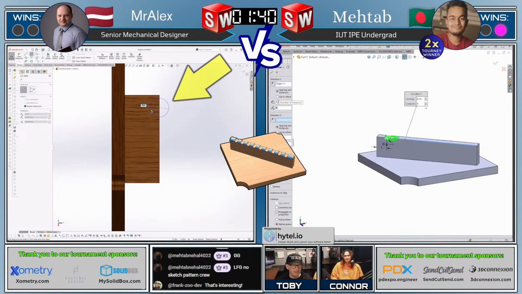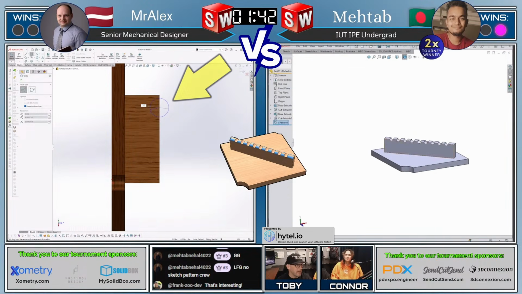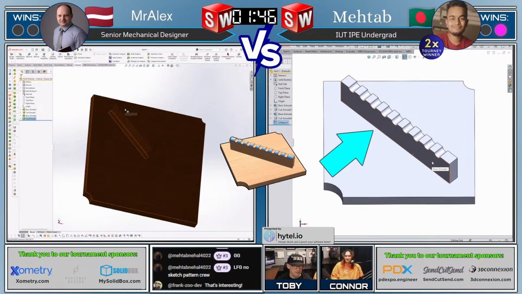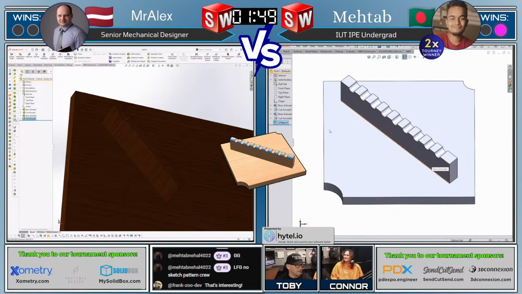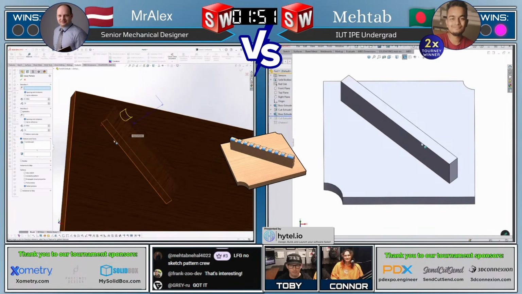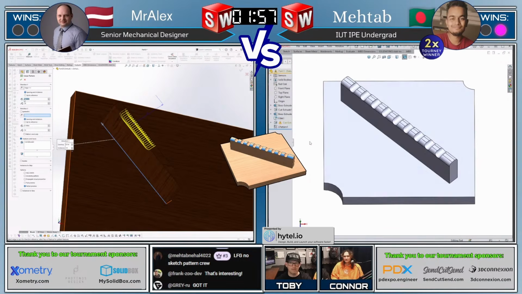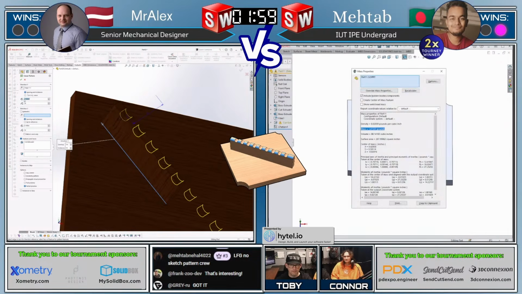Yes. So MrAlex on the left, getting through there and adding in that cut. Mehtab on the right gets that first cut in place and drops in the pattern. And now he's going to need to go through and figure out what he's going to do with the rest of this model. Looks like he did either a rollback there. Mehtab either did a rollback or he might have done a Control-Z. Looks like it was a rollback. Wanted to get those fillets in place.